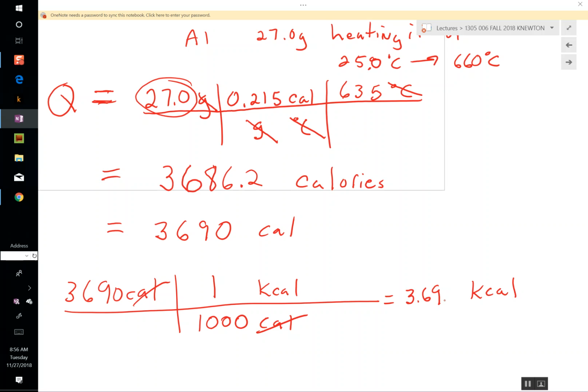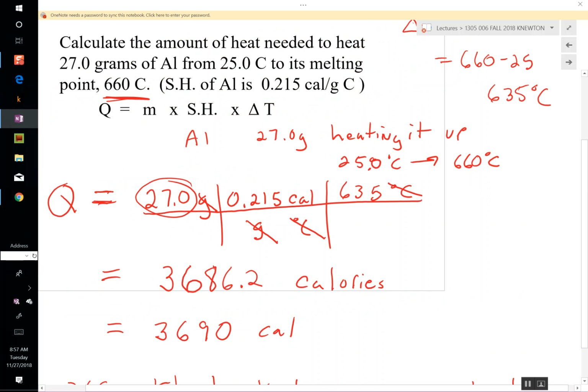Now, in my 1311 class, we get into thermodynamics. We start with this problem, and it's just to show you what I do with this. 27 grams of aluminum. It's about 1 mole of aluminum. This is the amount of heat it takes to melt a mole of aluminum.